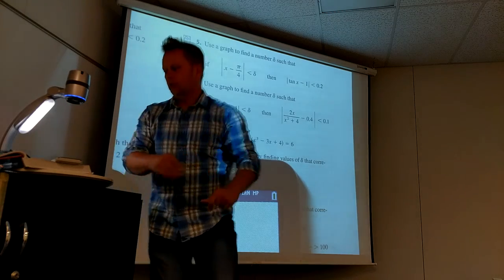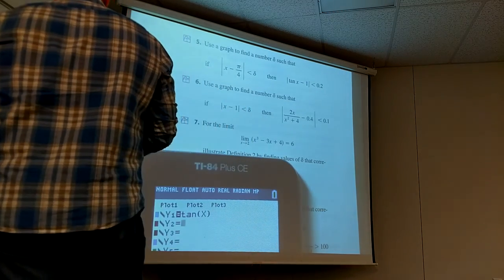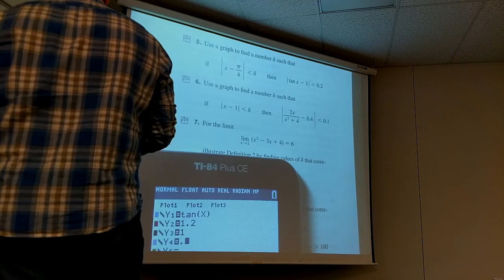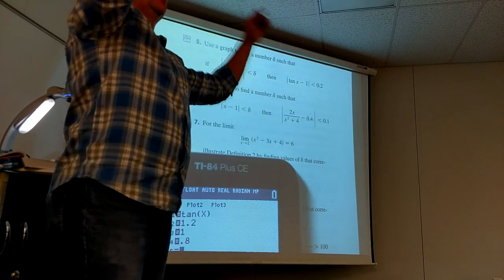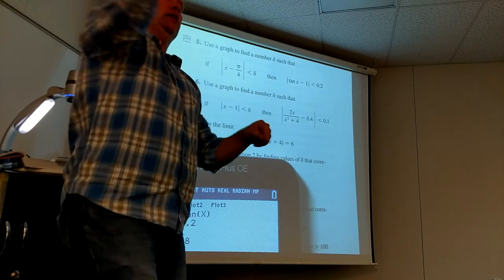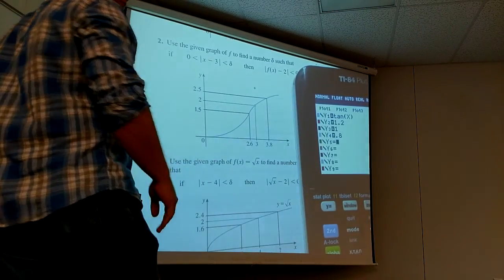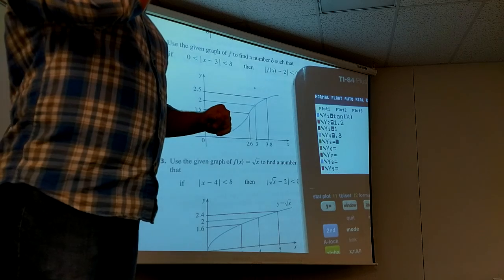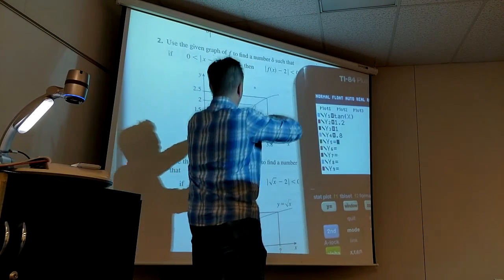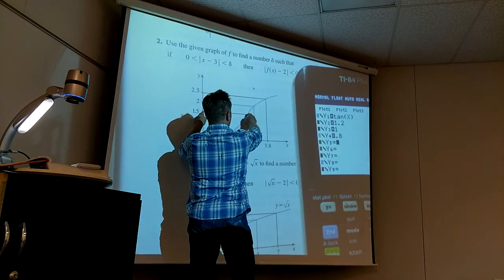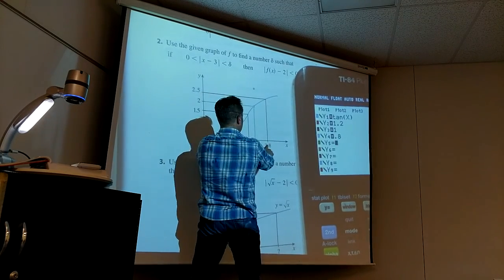So let me do all that. I'm going to do 1.2, 1, and 0.8. So I've got the blue function, it's going to be tangent. I've got the 3 lines like this. To be honest, I don't really need this line, but just to make it look just like that, I will. And then I just need to figure out where this line intersects here, and where this line intersects here. That'll be my x values here.